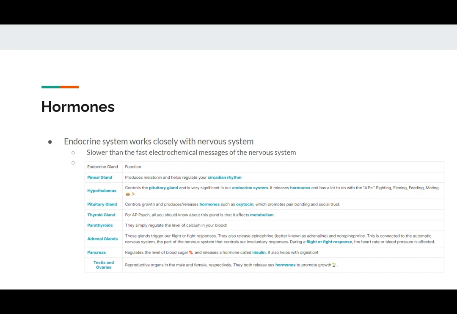So instead of simply memorizing all those glands and their functions, it's really important to understand what's actually going on. Sometimes AP Psych will give you a scenario and ask how these glands play a role in the response of this person, or what the response is in this situation. So try to make a connection between each of these and how they work together as a whole system.